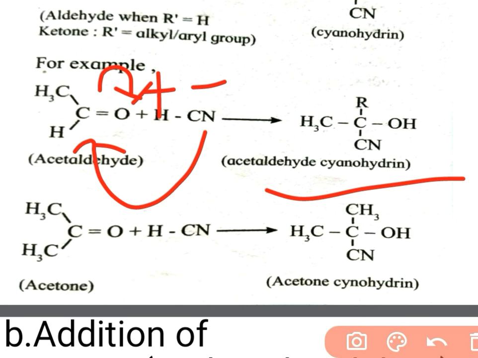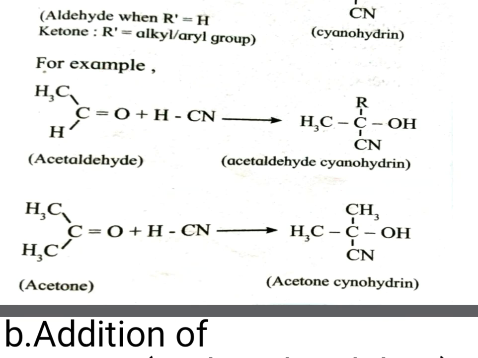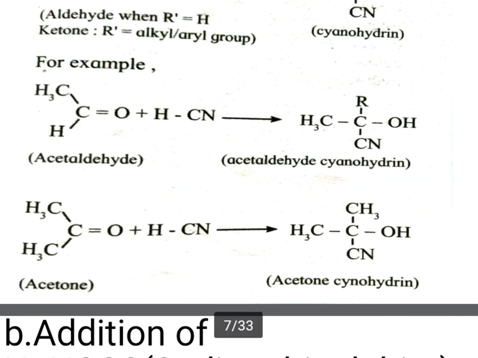Similarly, in this case CN will attack the carbonyl carbon, this O becomes O minus and it is attacked by hydrogen. Okay, so this is the addition of HCN across aldehyde and ketone.